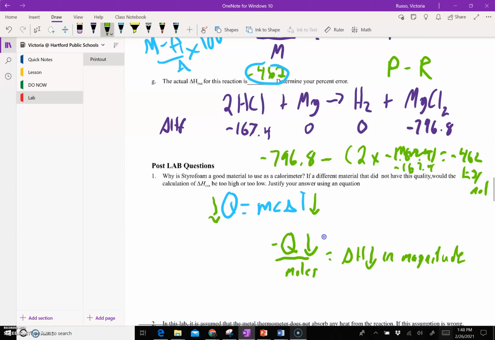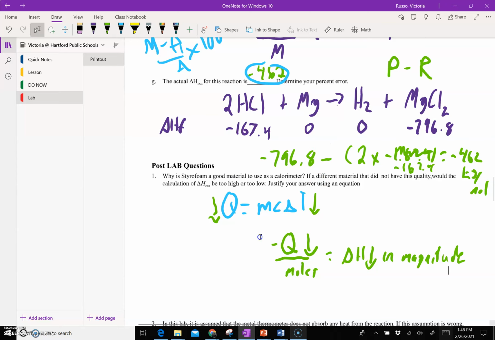So when we deal with delta H being too high or too low, always say if it's too high or too low in magnitude. That gets rid of the negative problem. So again, I'm going to say this one more time. Because we lost heat to the air, the change in temperature was too low. That made the heat absorbed by the water too low. And since the heat absorbed is on the top, or in the numerator, the delta H is lower in magnitude. That gets rid of the negative sign.